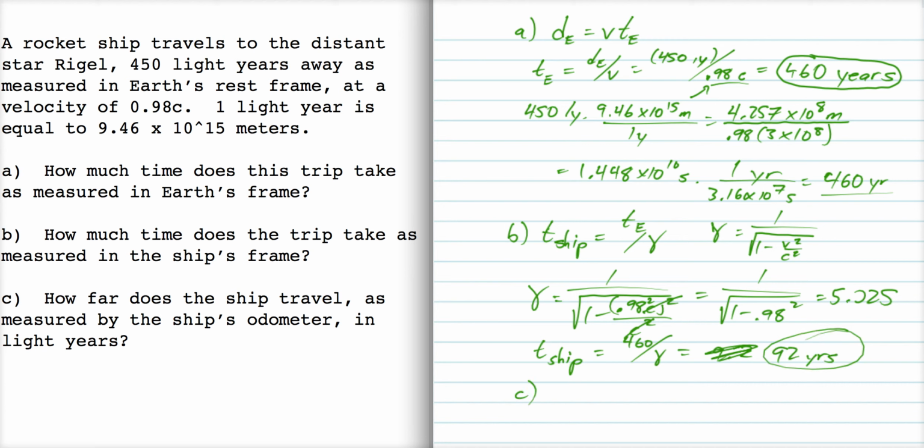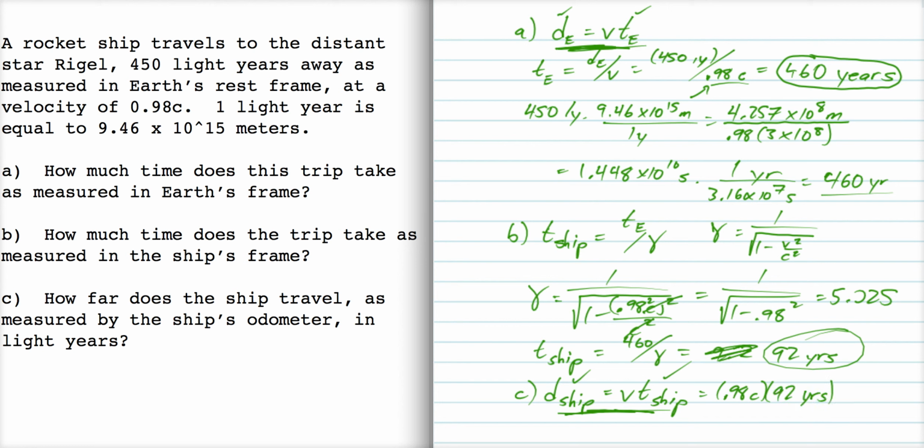Now part C, how far does the ship travel as measured by the ship's odometer in light years? Well, we'll say d on board the ship is equal to the velocity times the time on board the ship, right? Anytime you use distance equals velocity times time, whether it's up here or down here, you got to make sure that the distance and the time are measured in the same frame for your answer to make sense. Okay, so it's 0.98 c multiplied by 92 years.